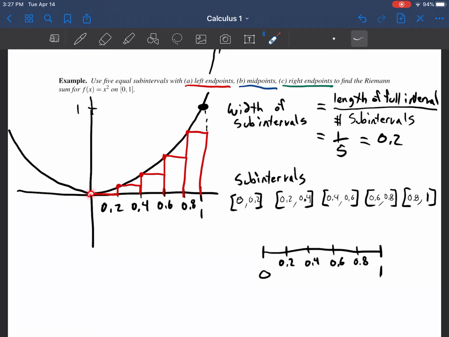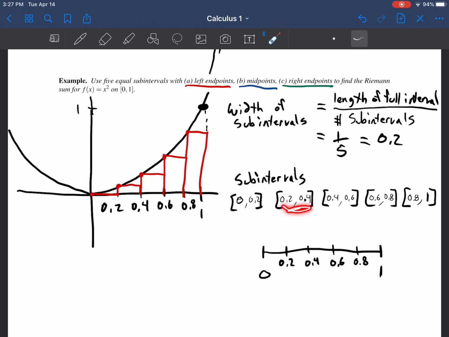So here, for example, at 0, I'm going to touch the function at 0. Notice, because the parabola touches the x-axis and the y-axis here at (0, 0), this rectangle is really not a rectangle at all. It's just a line, so it's not going to have any area, right?